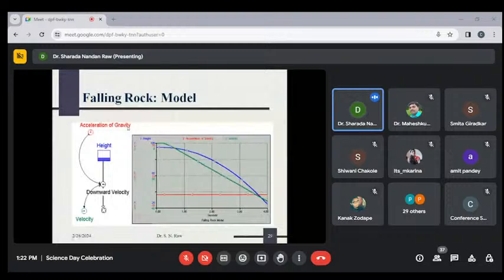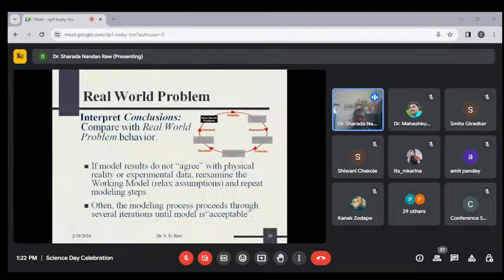Okay, so now we come to the step of interpreting the conclusion, comparing it with the real world problem behavior. If the model results do not agree with the physical reality or experimental data, examine the working model, relax assumptions, and repeat the modeling. If your conclusion does not give a satisfactory answer, then drop some assumptions and impose some new assumptions, then simplify and follow all the steps. Then we can find a suitable answer. Often the modeling process proceeds through several iterations until the model is acceptable.